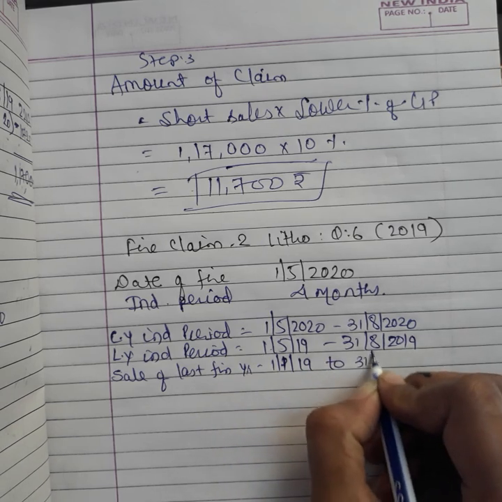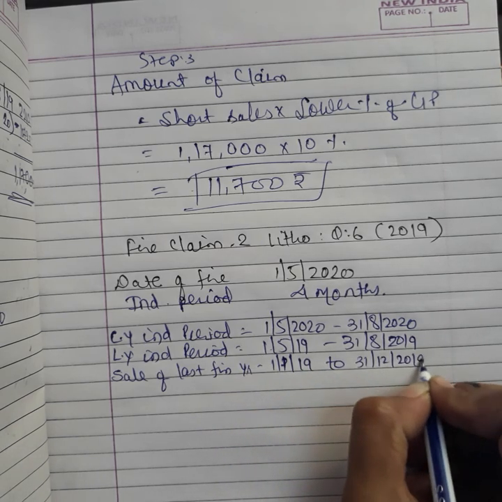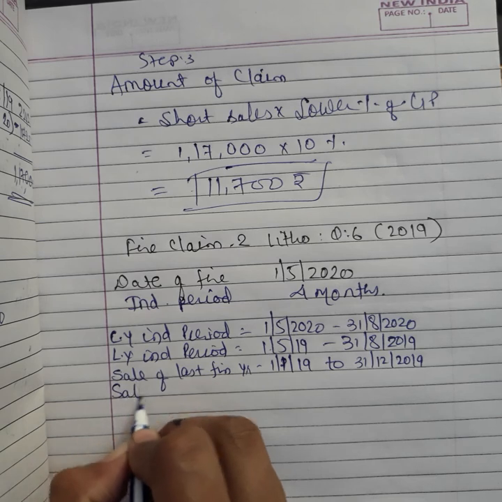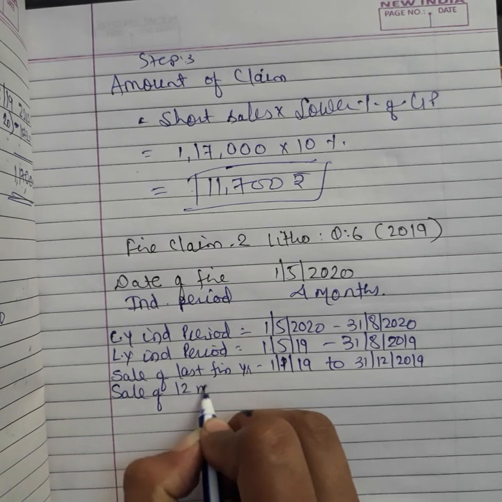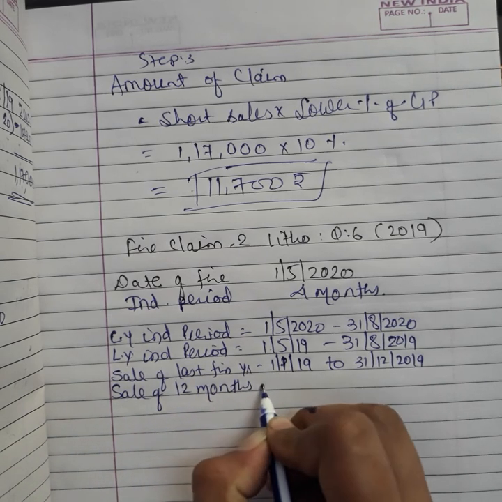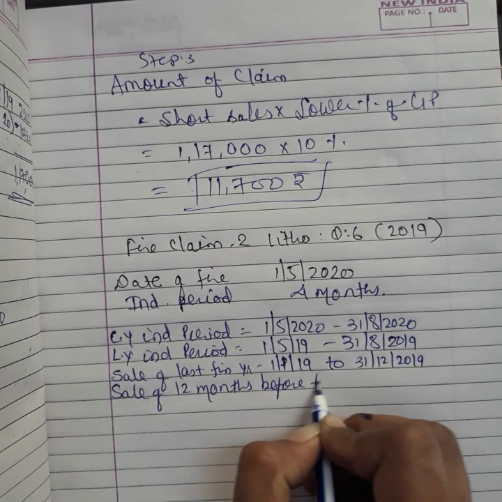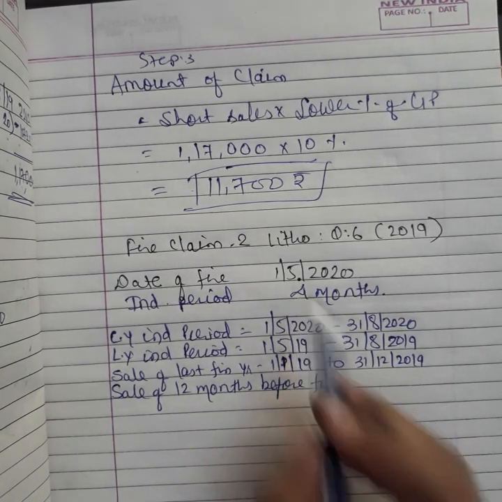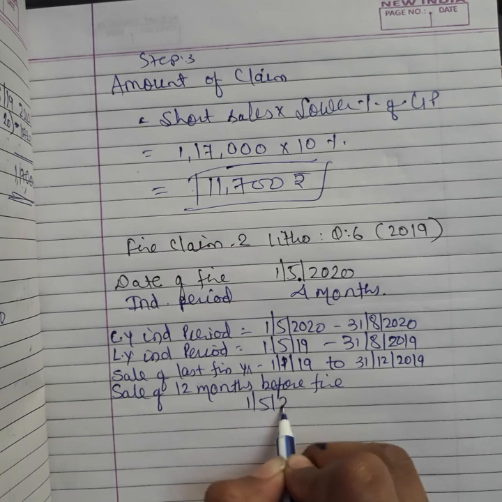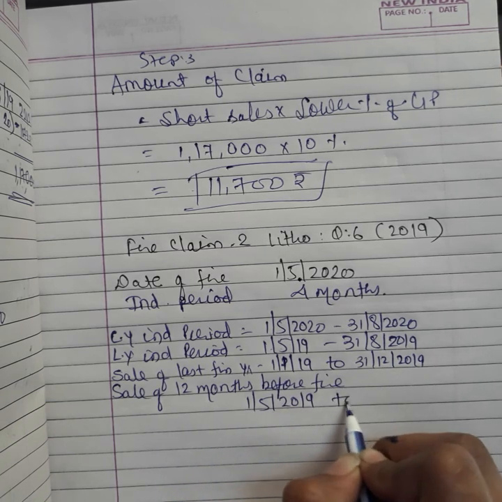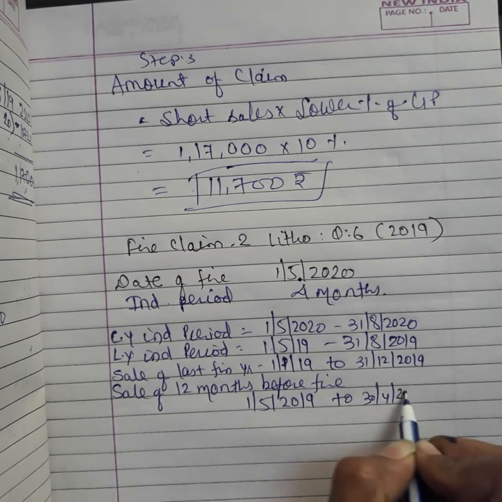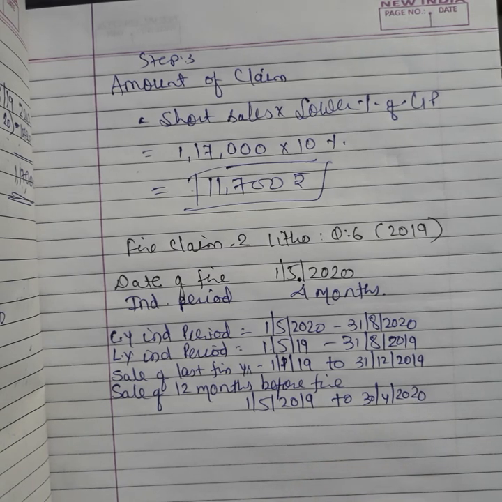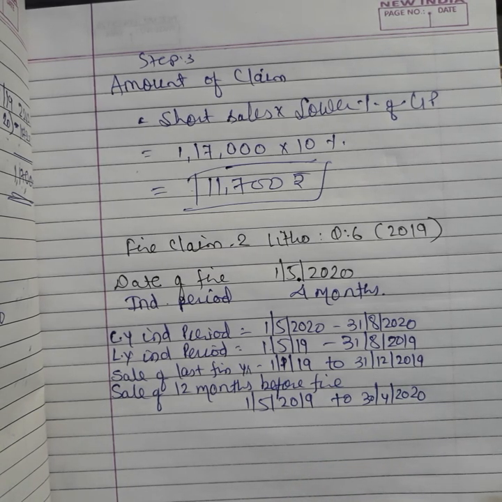to 31st/12/2019 and sale of 12 months before fire, so 1/5/2019 to 30th/4/2020. It will be like this. Okay?